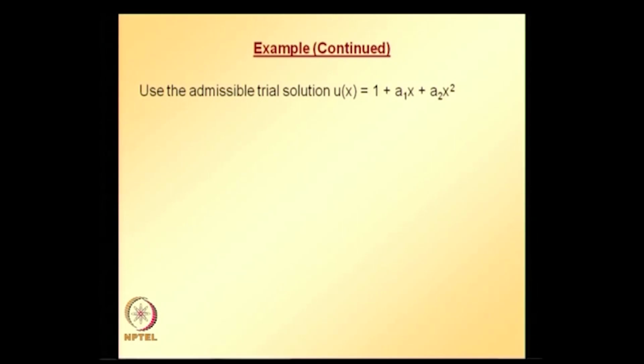Once again I want to emphasize here, an admissible trial solution is a trial solution which satisfies the essential boundary conditions. So you can check by substituting x equal to 0 in this equation whether it satisfies the essential boundary conditions or not.